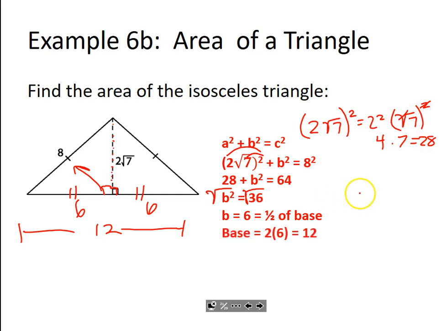So our base is 12 and our height is 2 radical 7, so we're going to multiply 12 times 2. That gives us 24 radical 7 divided by 2 is 12 radical 7. And if we multiply that 12 times the radical 7, we get 31.75.